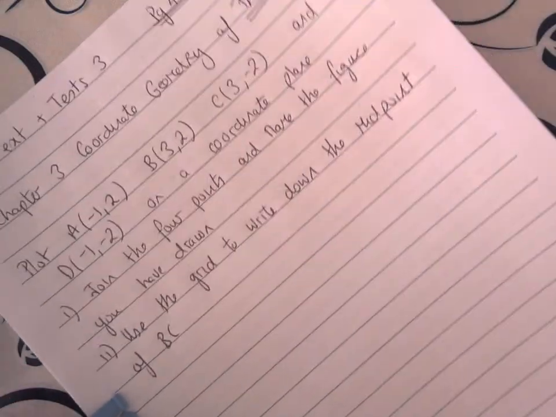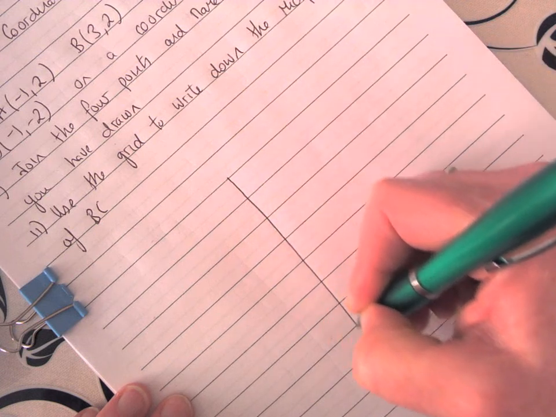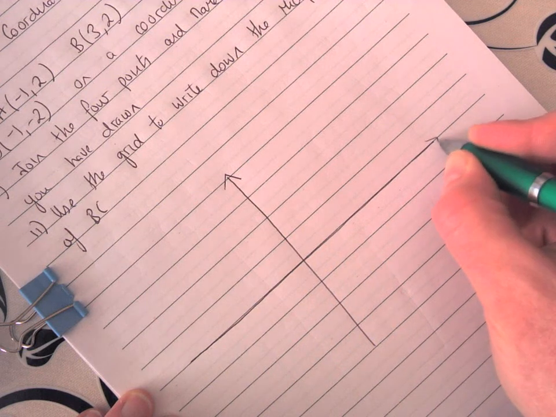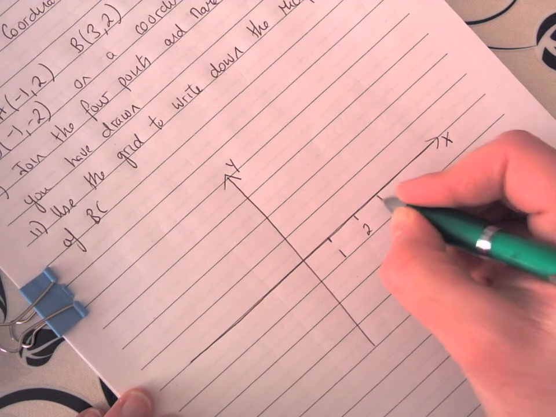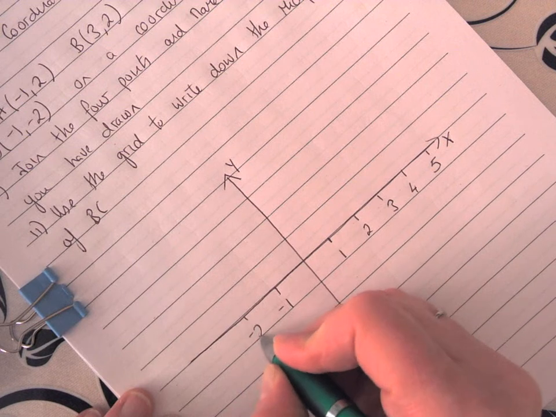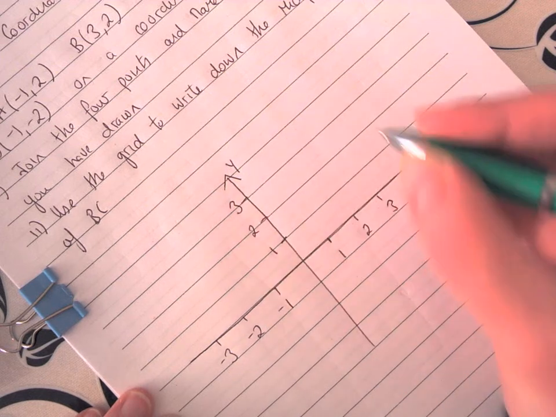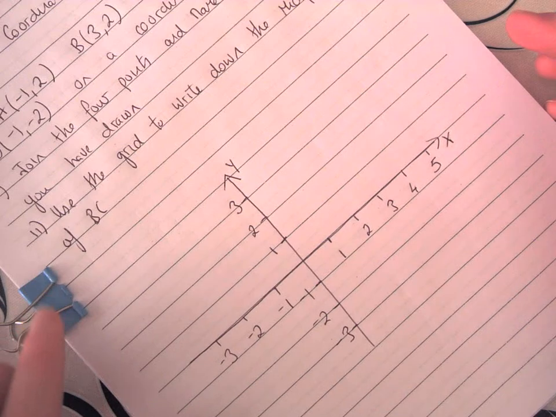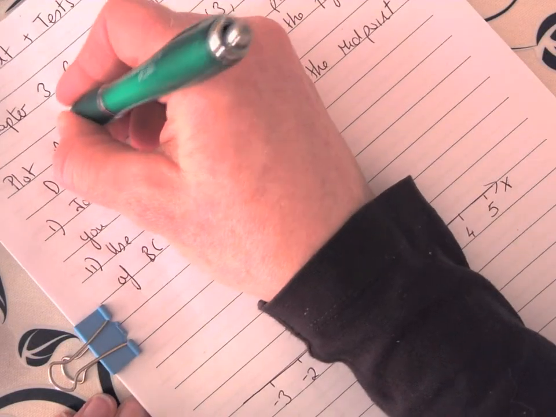Okay, if you have graph paper, it's probably best to use graph paper. I don't, so I'm going to do without it. Also use a ruler, which I'm not doing. This is the y-axis, this is the x-axis. Evenly space your numbers: 1, 2, 3, 4, 5, minus 1, minus 2, minus 3, and up the y-axis 1, 2, 3, and down minus 1, minus 2, minus 3.